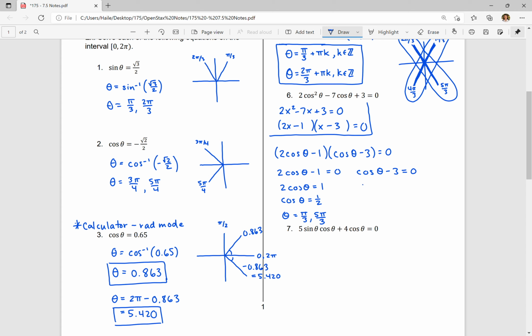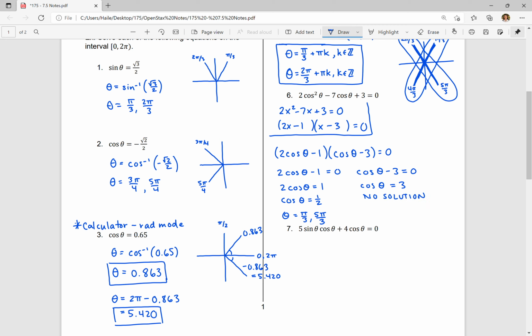For this other factor, we can add 3 to the other side, and we get that cosine of theta is equal to 3. Now there is a problem with this. The problem with this equation is that if you remember when we talked about cosine, we said that the biggest value that cosine can take on the unit circle is 1. So cosine can never be equal to 3, so this factor is going to give us no solution.